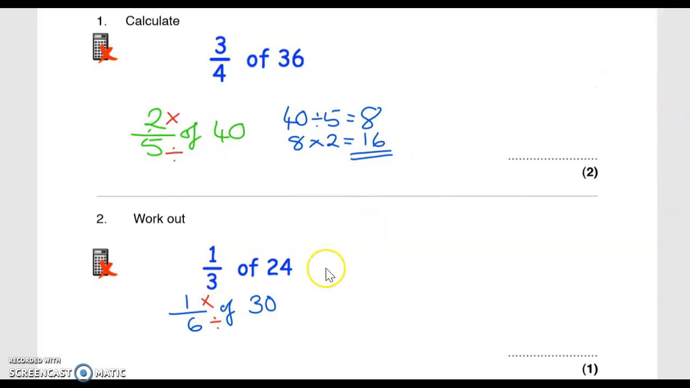Here we have 30 divided by 6, so you're going through your 6 times table till you get to 30, which is the 5th number, so that's 5. Then we're doing 5 times 1, which is just 5. If you keep to this method, it could be pounds, grams, kilograms or whatever: divide by the bottom and times by the top.